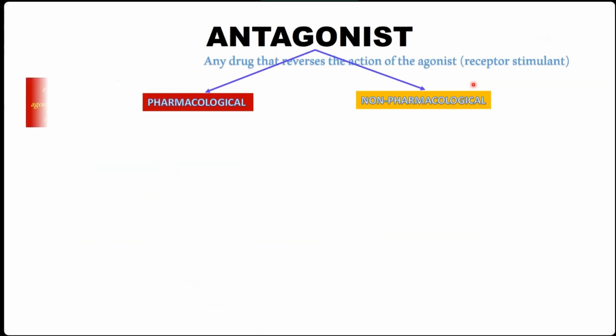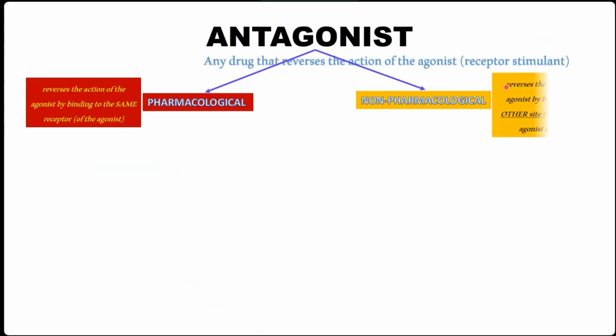The definition of the pharmacological antagonist is that antagonist that can reverse the action of the agonist by binding to the same receptor. The key word here is the same receptor as that of the agonist. While the non-pharmacological antagonist is that antagonist that reverses the action of the agonist by binding to other than the same binding sites of the original agonist.